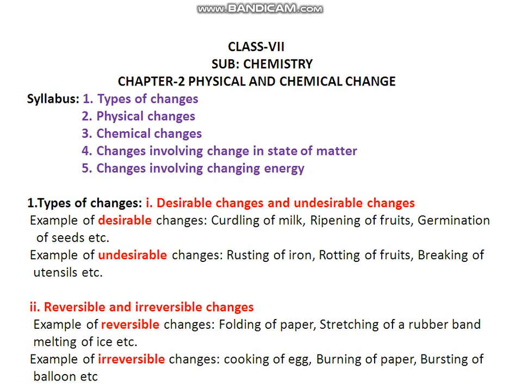For example, curdling of milk. If milk turns into curd, we cannot get back milk from the curd. That is why it is an irreversible change. Burning of paper. When a paper burns, ash is formed. From the ash, we cannot get back the previous paper. That is why these changes are called irreversible changes.